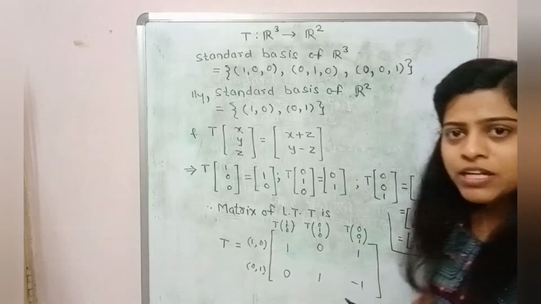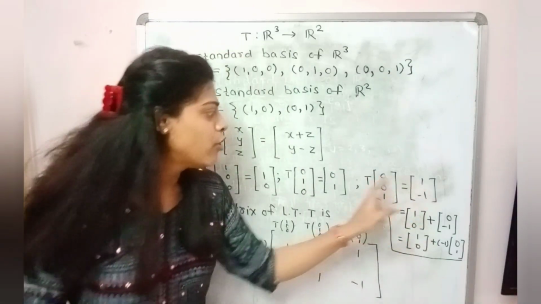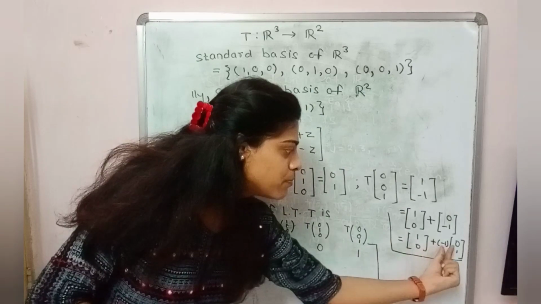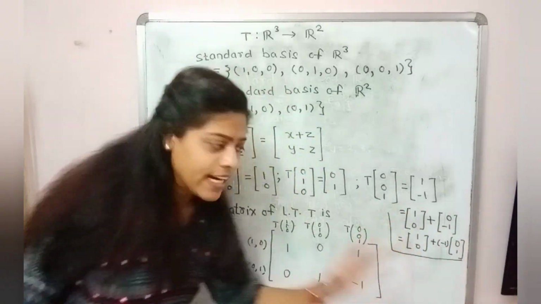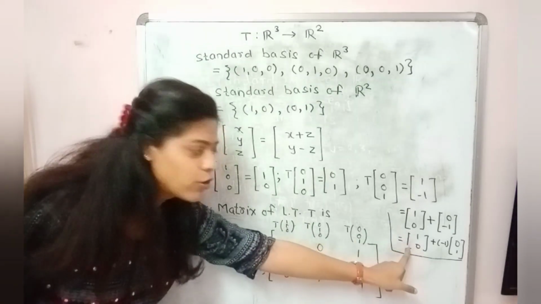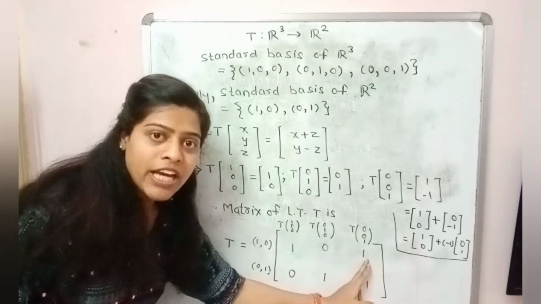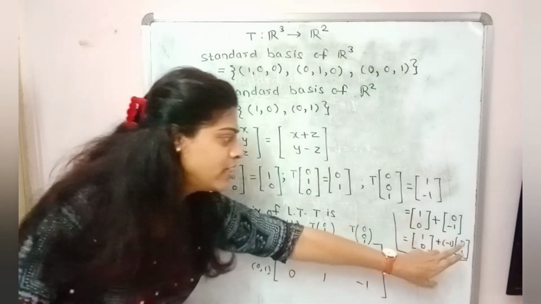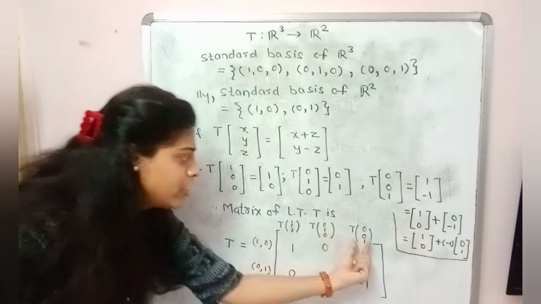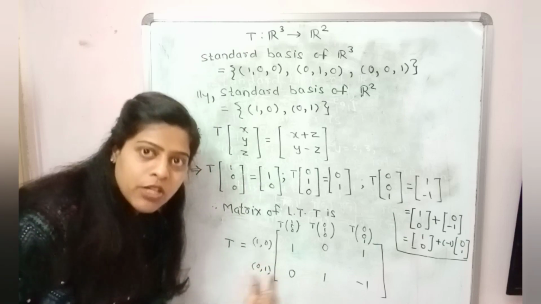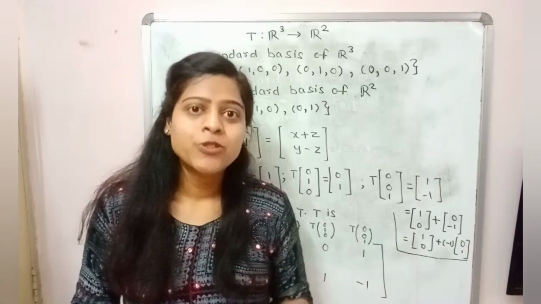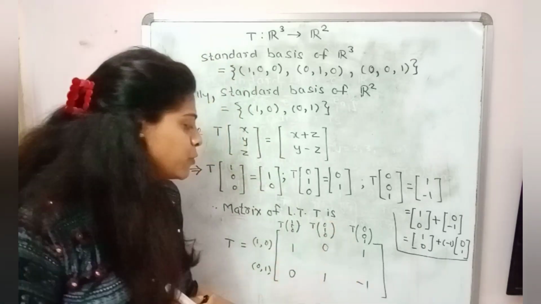Similarly the last one is T of 0, 0, 1 is equal to 1, 0 plus minus 1 times 0, 1. That means T of 0, 0, 1 with respect to 1, 0 we have coefficient 1, so we have 1 here. Similarly the coefficient of 0, 1 is minus 1, therefore T of 0, 0, 1 with respect to 0, 1 its value is minus 1. So this is our matrix. So check the options. So option number 2 is true.